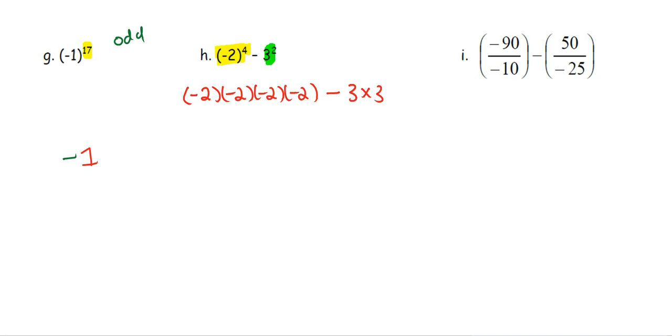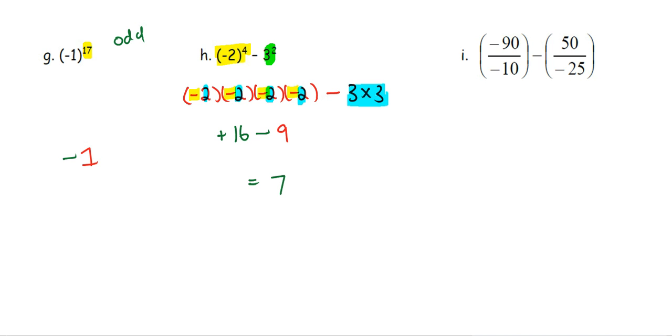Okay, now ask yourself, how many negative signs do you see in this multiplication step right there? I see 4 negative signs, so my final answer there will be positive. Then ask yourself, what's 2 times 2? Well, 2 times 2 is 4, and 4 times 2 is 8, and 8 times 2 is going to be 16. So this will be positive 16 minus, well, what's 3 times 3? 3 times 3 is going to be 9. So what is 16 minus 9? Well, 16 minus 9, that's going to give you a final answer of 7, or positive 7, that's the same thing.